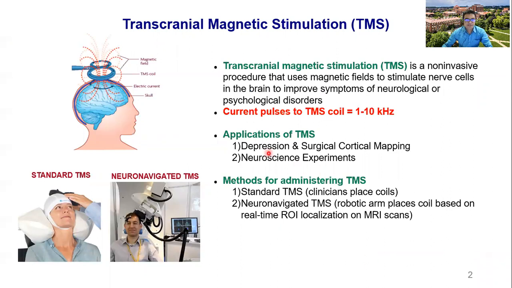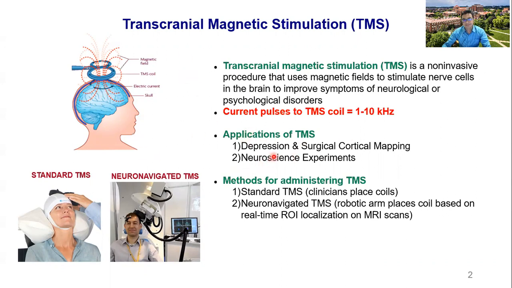Let me first give you a brief introduction about the TMS. TMS is a non-invasive process where you apply a magnetic field through a coil to stimulate certain nerve cells of the human being. The way this system works is that you apply current pulses of 1 to 10 kilohertz to the TMS coil. The coil is generating some magnetic field, and that magnetic field is going to induce eddy current and electric field in the head. So once the field reaches a certain threshold at various locations inside the human brain, the neurons at those locations are triggered or activated. TMS has lots of applications.